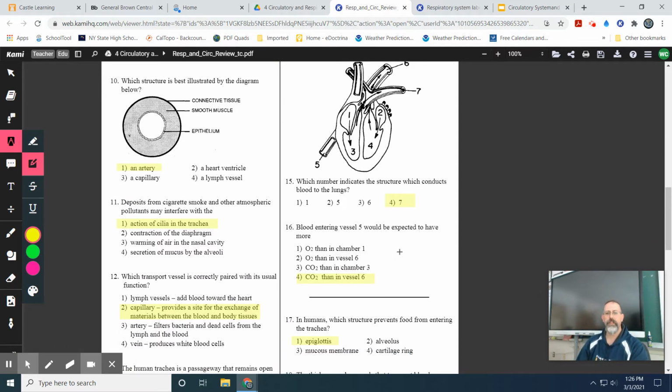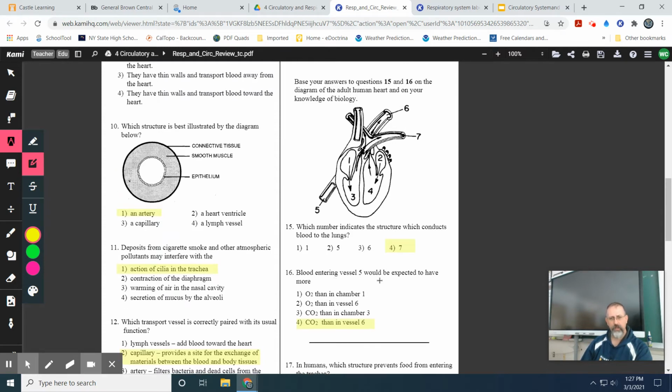16. The blood entering vessel 5 would be expected to have more what? All right. So 5 is your inferior vena cava coming back from your legs, where those big old muscles use up a lot of oxygen oftentimes. And so it's going to be pretty oxygen poor, carbon dioxide rich. It comes into your heart, and it's going to get pumped back to your lungs and then back out to your body after it picks up oxygen. So in vessel 5, it's going to have more CO2 because it's all been used up.